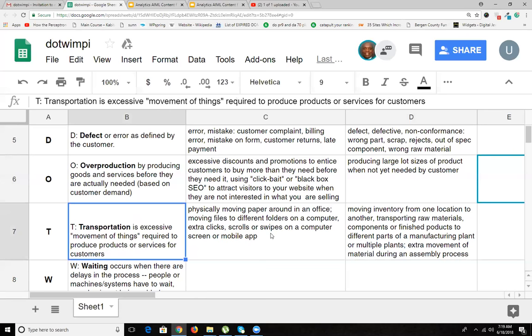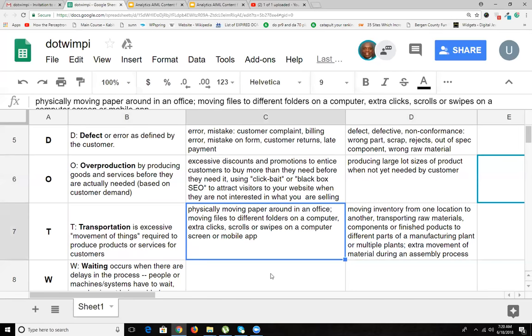So transportation, right? It's that excessive movement of things that are required to produce the products or services that your customers want. So examples in transactional, moving paper around in an office, moving files around to different folders on a computer, the extra clicks and scrolls and things that might take place in swipes. That's movement of the equipment, but then the eyes and things is a motion. So transportation and motion often go hand in hand. So now they're scrolling and moving up and down to try to find information in a mobile app or on a computer screen.